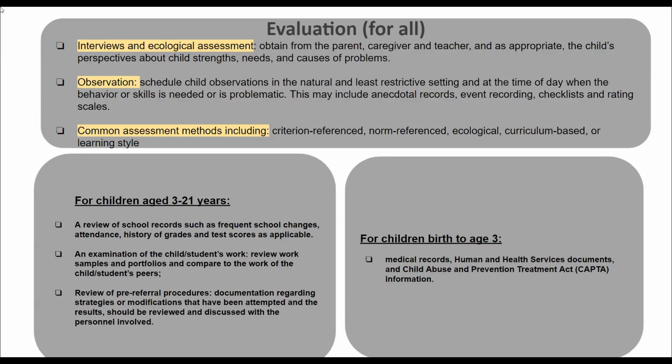That's for all. All of those are present with either 3 through 21 or under age 3. But the thing we need to know is that there is some difference for that identification between 3 through 21 and birth to age 3. So for 3 to 21, we review records, we look at the school system, we look at students' work, we take work samples, and we review the pre-referral procedures. So we have documentation regarding what we have done and how that has worked within the environment.